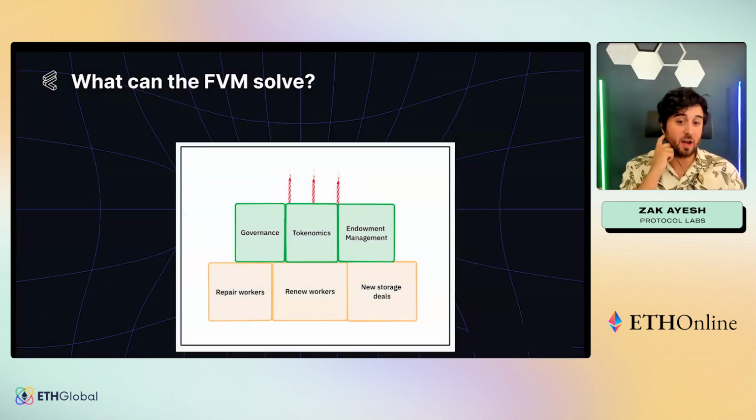So what can the FVM solve? It can do what many other Web3 virtual machines can do. It can do governance, tokenomics, DAO management. We're seeing DeFi projects launch, just traditional DAOs. But we can also build specific infrastructure around these storage deals, like repair and renew workers that will find deals that are faulty or about to expire and automatically renew them for you, and generate new storage deals, as I talked about in those three pathways through the client contract, right? So the FVM kind of supercharges the Filecoin ecosystem for storing data.